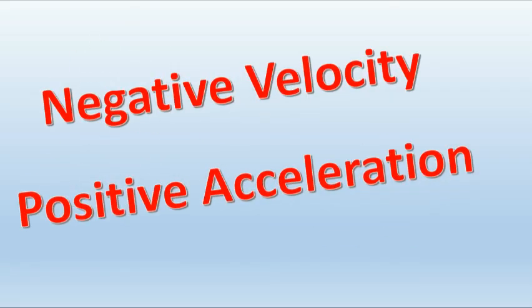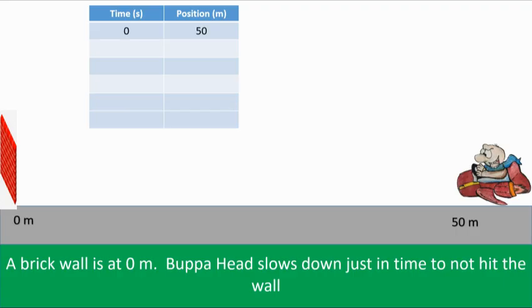Now it's time to look at a negative velocity and a positive acceleration. So what is this positive acceleration going to do to the negative velocity? Here's our example. A brick wall is set at 0. So the brick wall is our reference point. It's the 0 on the position graph.